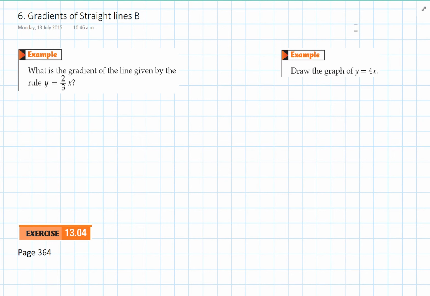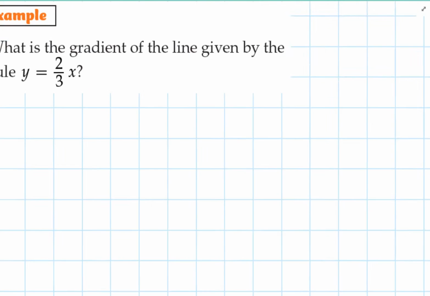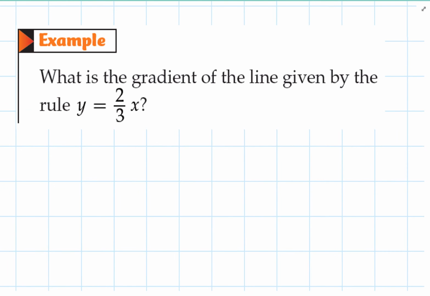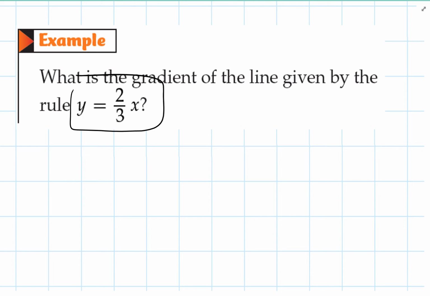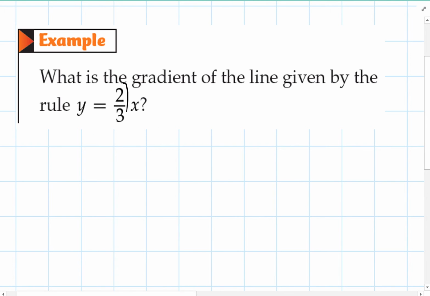Okay, in this video we're looking at gradients of straight lines when you read them off the graph. Here we're given an equation of y equals 2 over 3x. When we're looking at a graph like this, the bit that we focus in on is the number in front of x, and that is the gradient. All we have to do, if we're identifying the gradient, is simply write that the gradient is equal to 2 over 3. Okay, so the number in front of x always represents the gradient.